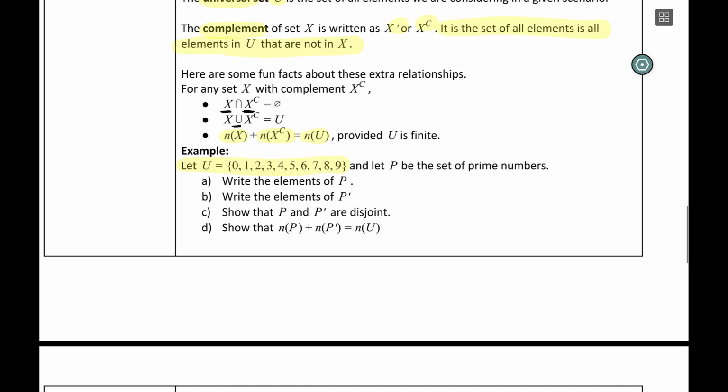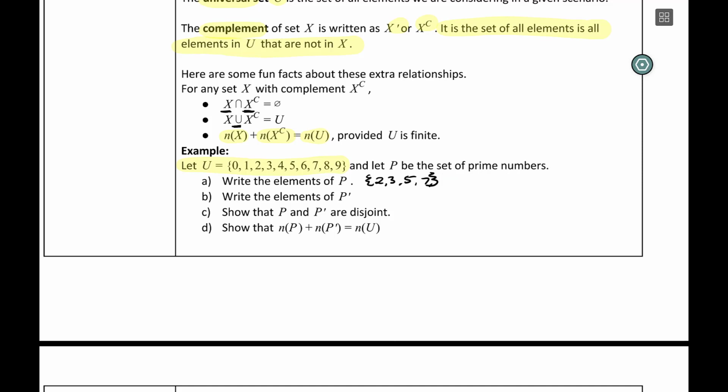So what are the elements of P? Don't forget, 2 is a prime. It's the only even prime. 0 is not prime, 1 is not prime. Okay, but then we have 3, 5, 7, and 9. All of those are primes. Oops, excuse me, 9 is not prime, silly goose. 2, 3, 5, and 7 are all prime numbers.